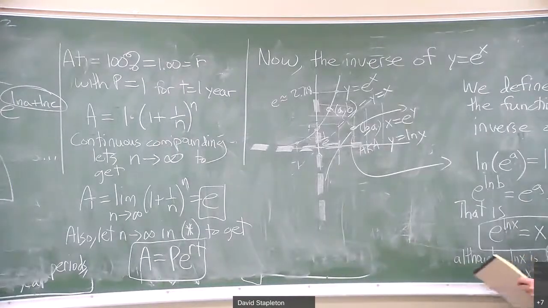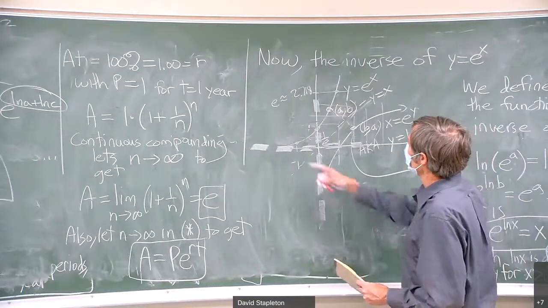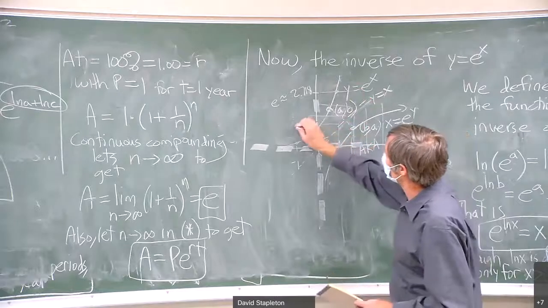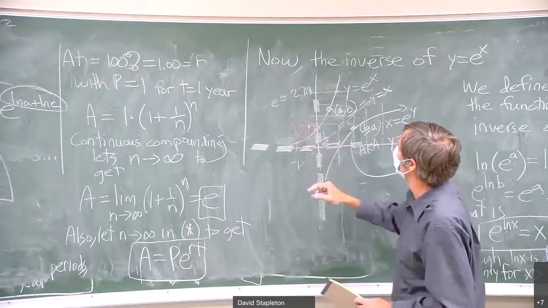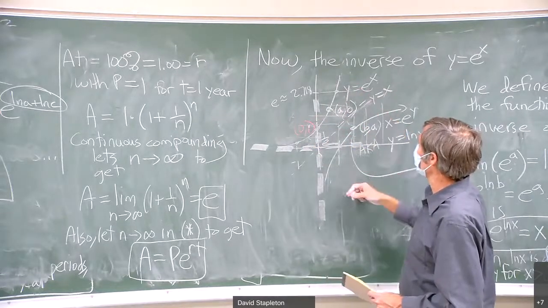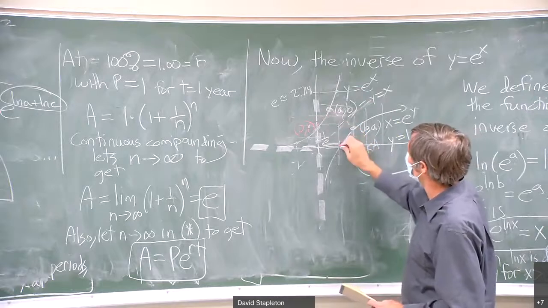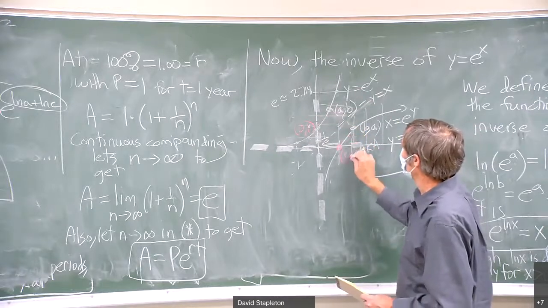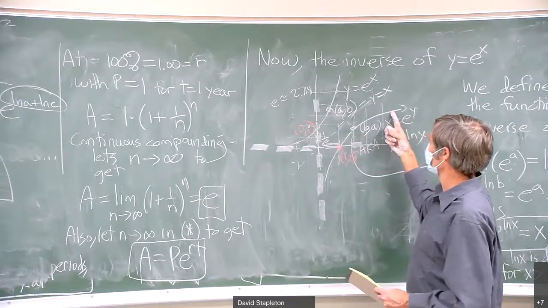On this original definition, here's e to the x. We know e to the 0 is 1, so this is the point (0, 1) on y equals e to the x. When I take the inverse, I interchange x and y coordinates. So this must be the point (1, 0) on the logarithm. (1, 0) is a point on the logarithm.